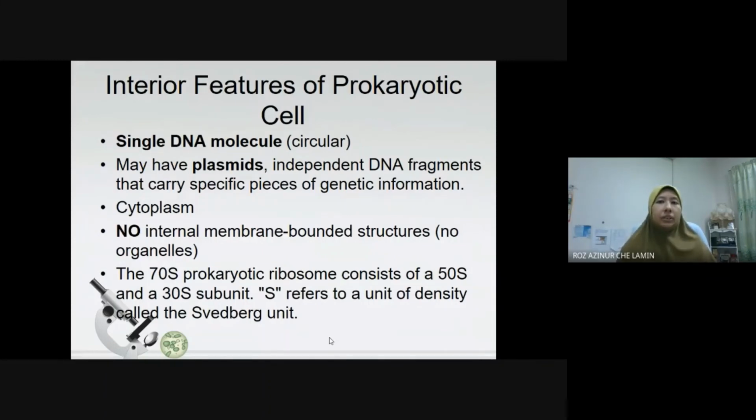The interior features of the prokaryotic cell: it has a single DNA molecule. It may have plasmids, independent DNA fragments that carry specific pieces of genetic information. It also has a cytoplasm, and it has no internal membrane-bounded structures. This means it has no organelles. The 70S prokaryotic ribosome consists of a 50S and a 30S subunit, S referring to a unit of density called a Svedberg unit.